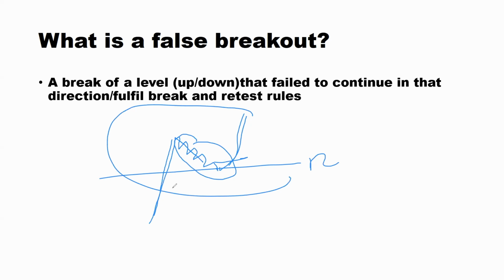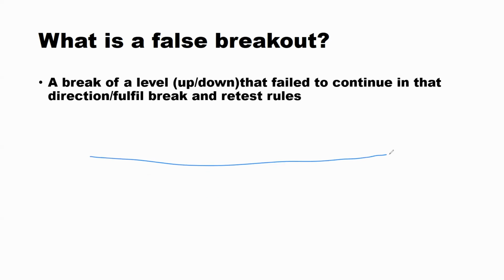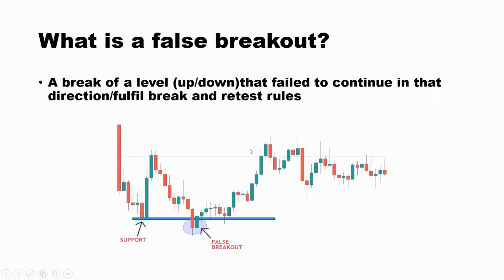Now, when these rules are not fulfilled, that's what we mean by a false breakout. For example, when the market breaks up with a strong momentum, and again breaks back down with a strong momentum, this is what we are terming as a false breakout. I hope now it makes sense to you. So this is what it looks like. Let's just look at it on this image here.